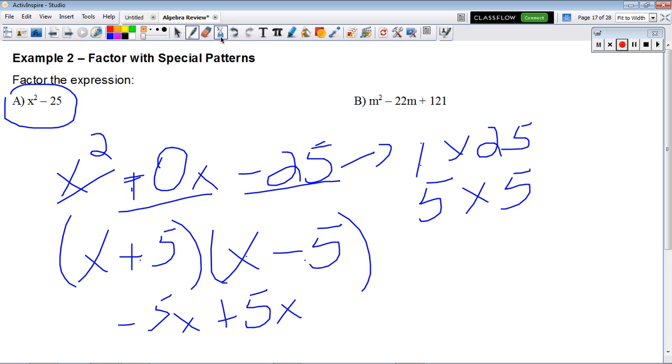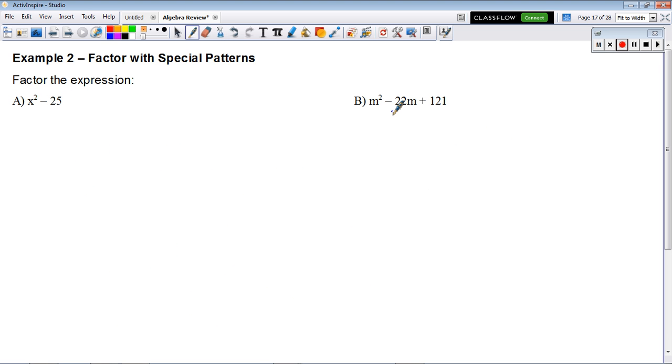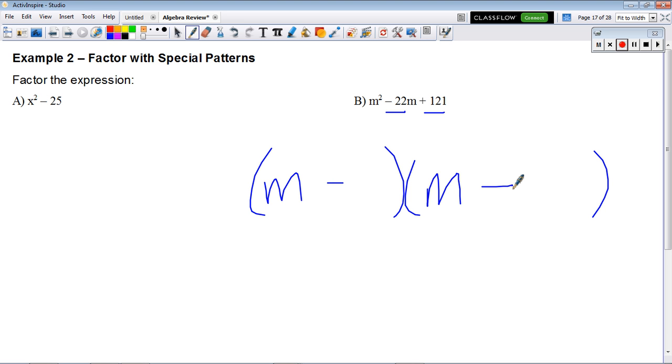For part B, I have here m squared minus 22m plus 121. So I'm going to do the same thing here. I'm going to put m's in the front of the parentheses. And since that's a positive at the end, that tells me the signs are the same. The minus in the middle tells me they're both minuses. So 121, I have here 1 times 121, and I have 11 times 11.